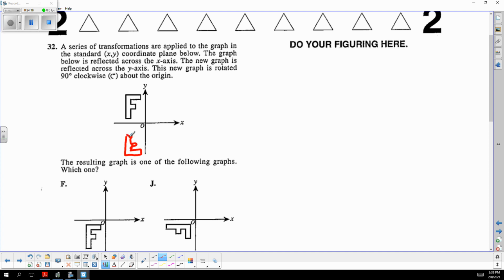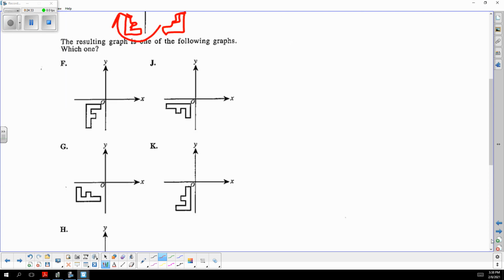And then we flip it across the y-axis. That makes the F do this. And then we turn it clockwise this way, and it makes it into its choice G. It makes it into this.